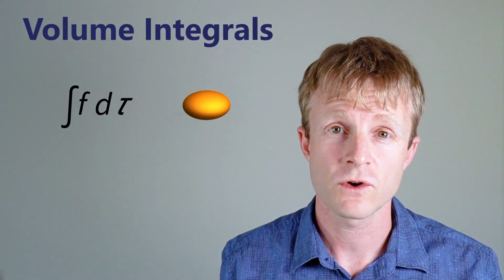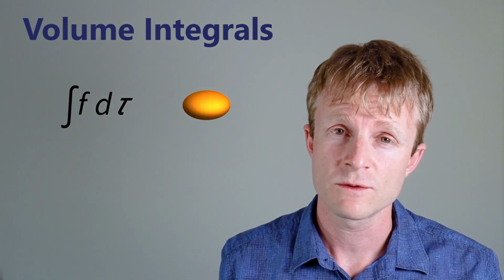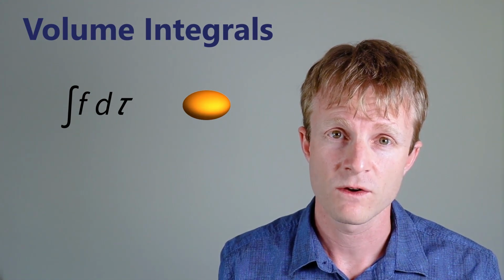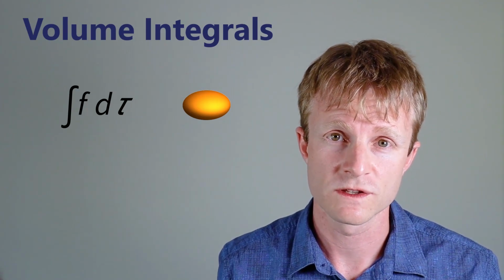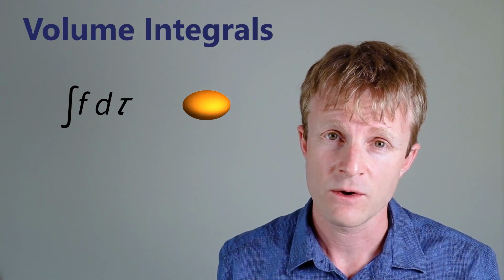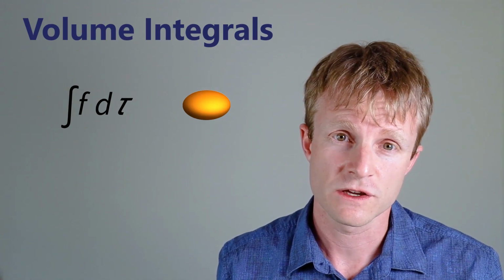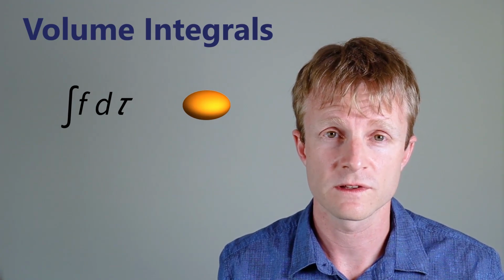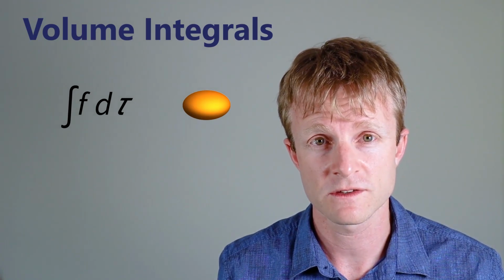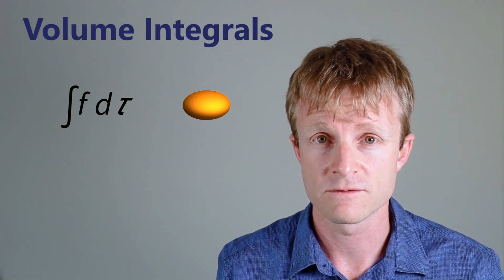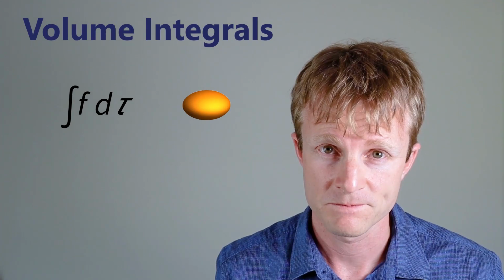Now we come to volume integrals. A volume integral is an integral of some scalar field, f, over some volume, some region of three-dimensional space. This little d tau is to be thought of as a little chunk of three-dimensional space, much like dA in a surface integral was a little patch of the two-dimensional surface, and dr in the line integral was a little bit of the one-dimensional curve.